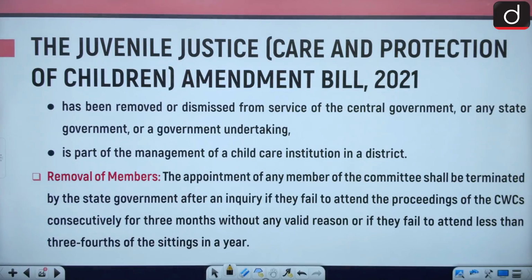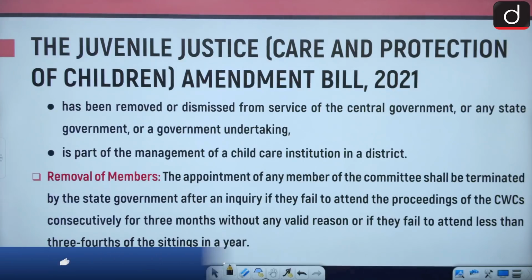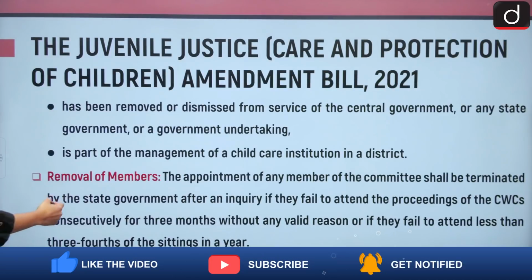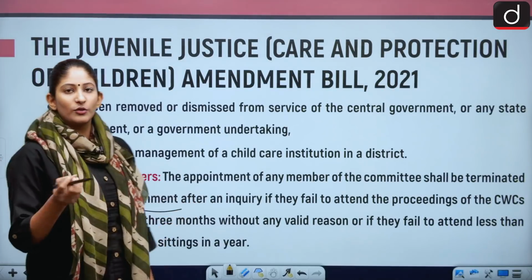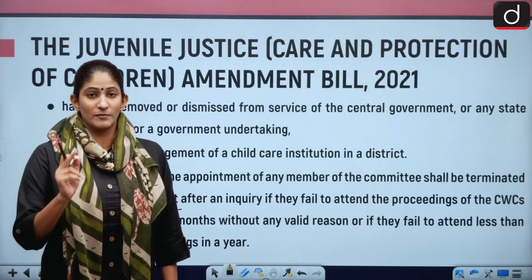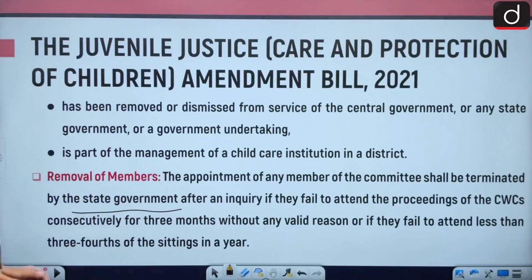There are also procedures for removal of members. The appointment of any member of the committee shall be terminated by the state government. Remember that. It could be written as by the district magistrate or the additional district magistrate, but no, it is by the state government. This happens after an inquiry, if they fail to attend the proceedings of the child welfare committee consecutively for 3 months without any valid reason, or if they attend less than 3/4 of the sittings in a year.